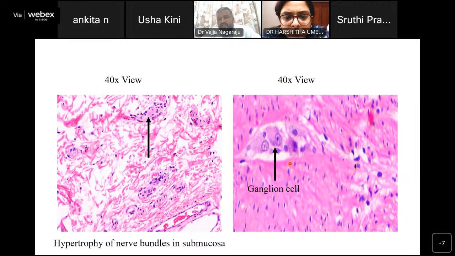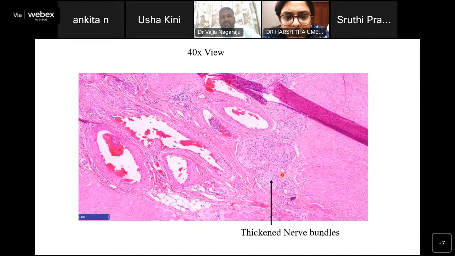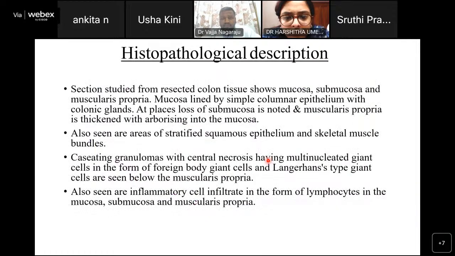These are the arrows showing the ganglion cells in the muscularis propria. Also, hypertrophy of the nerve bundles was seen in the muscularis propria. That's the thickening of the nerve bundles seen in the muscularis propria.